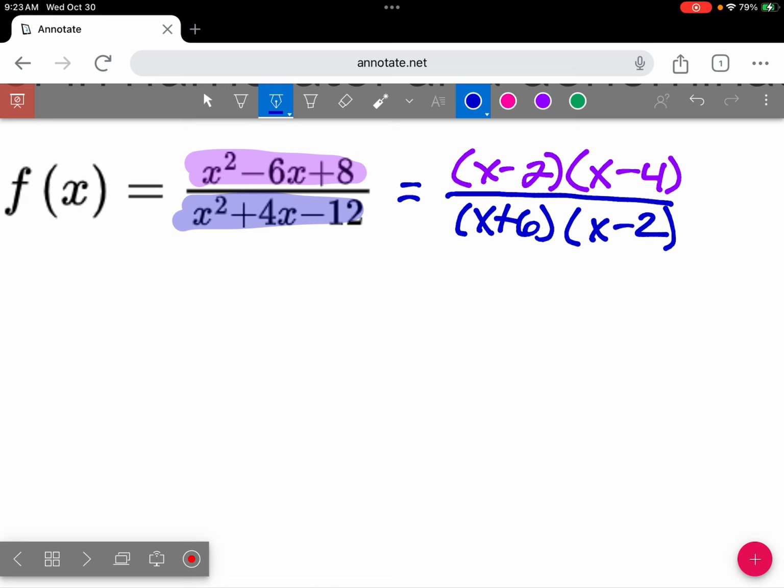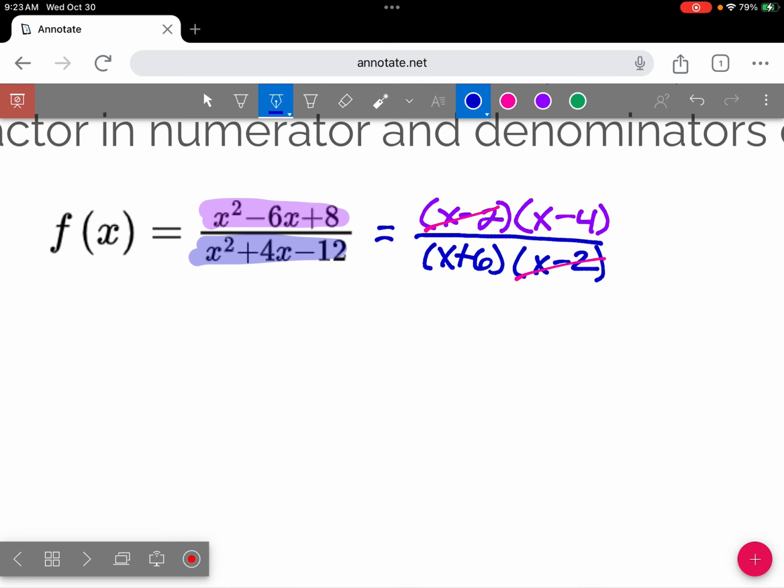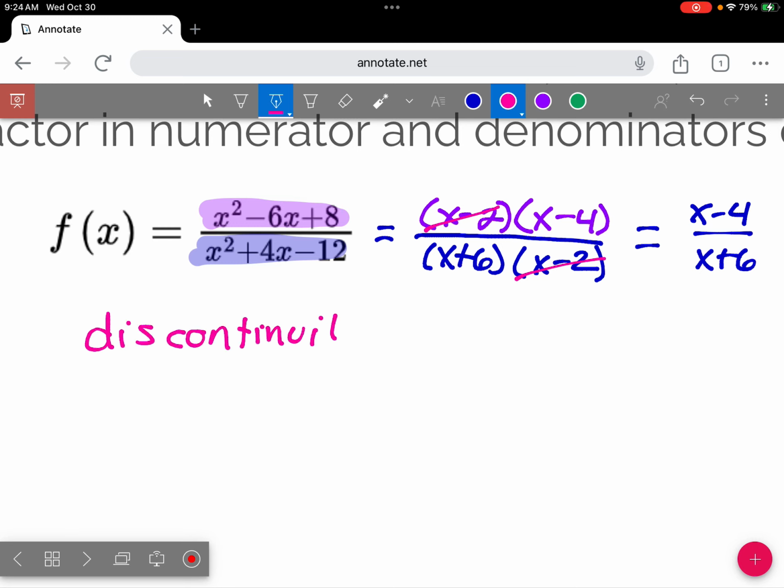We good on that? All right, what do we notice about these two pieces? The x minus 2's are going to cancel out. And it's going to leave us with what? X minus 4 over x plus 6. So what is that x minus 2 telling us? We're going to have a discontinuity when our x minus 2 equals what?